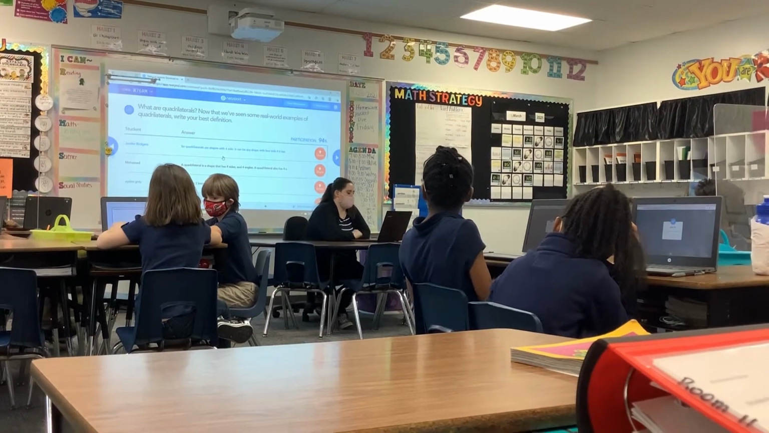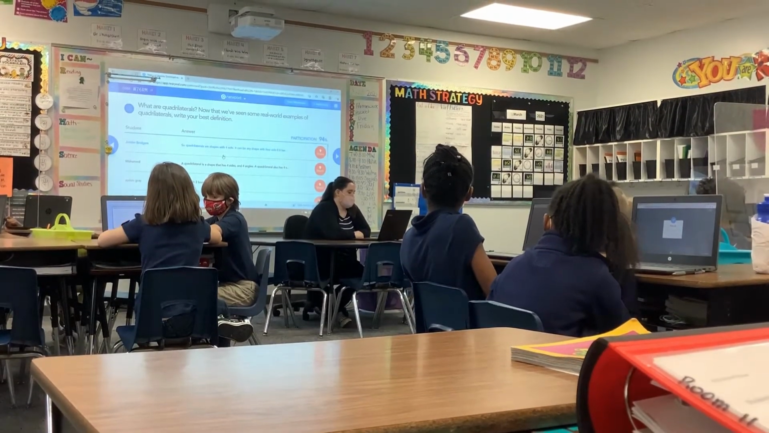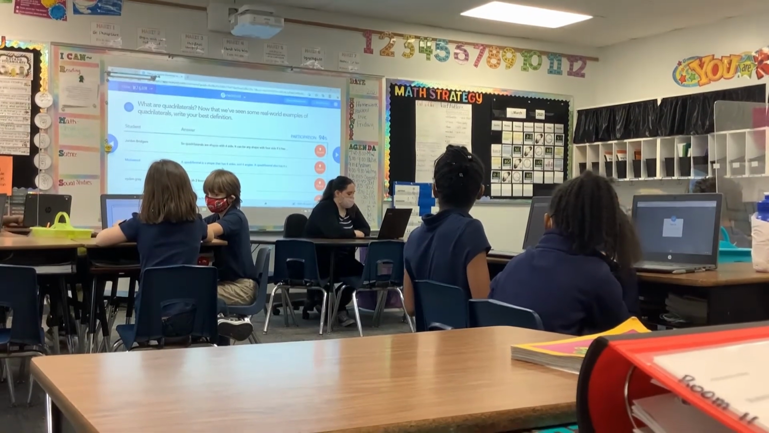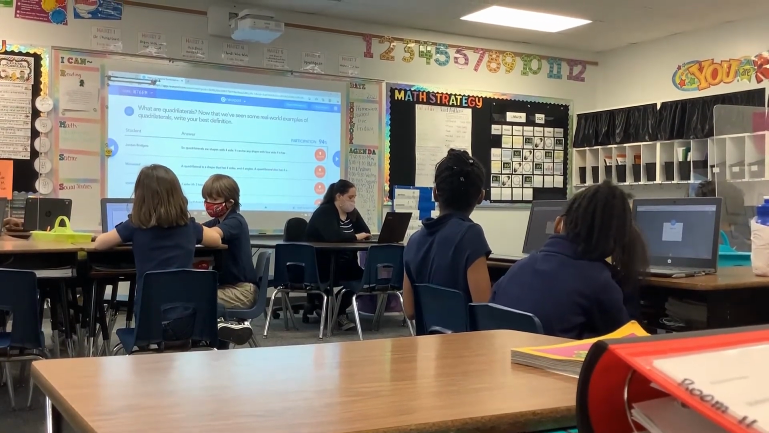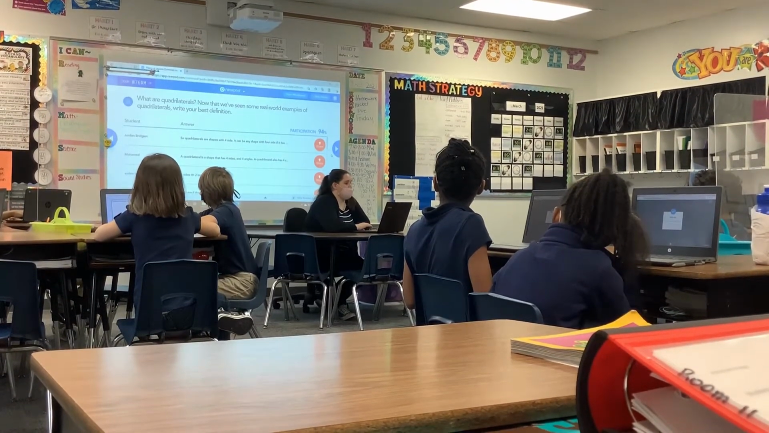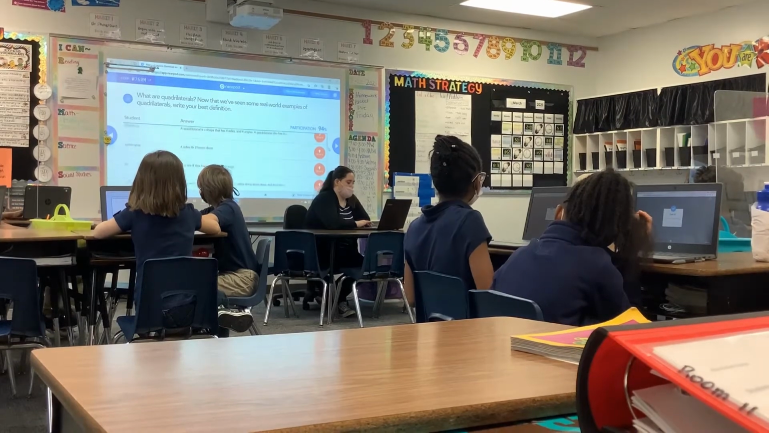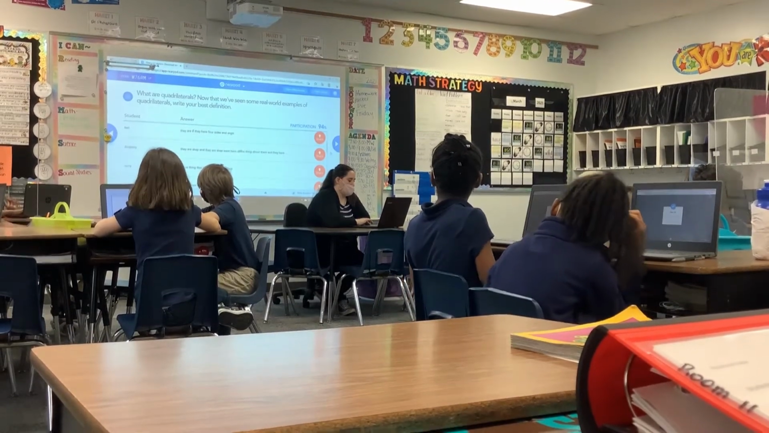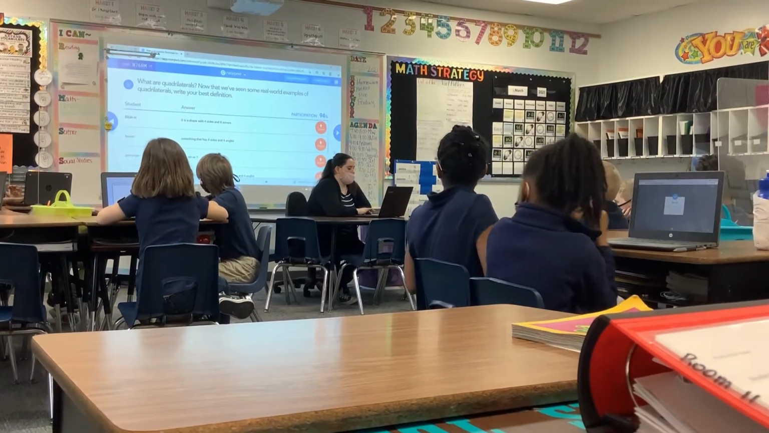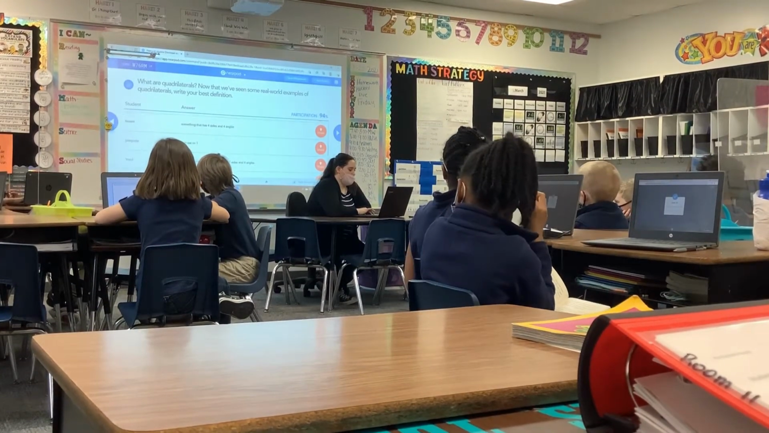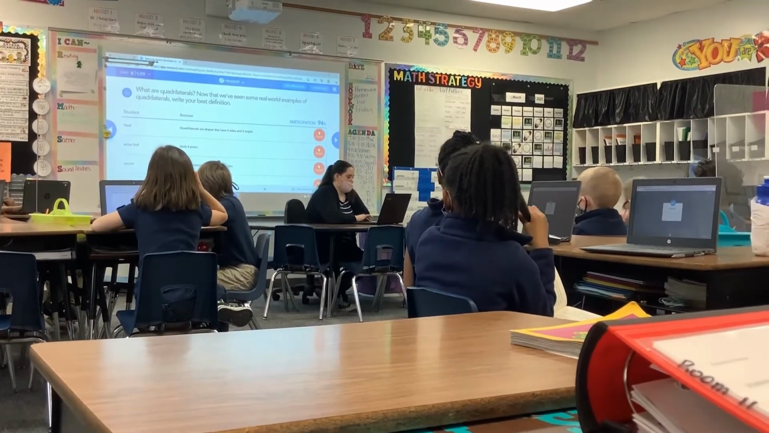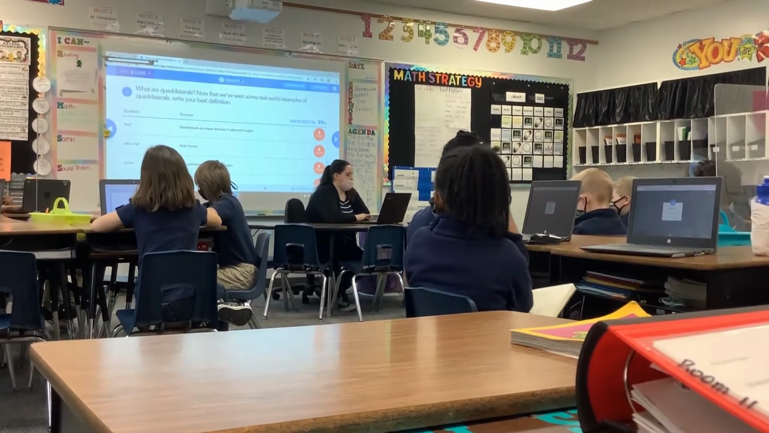Quadrilaterals are shapes with four sides. A quadrilateral is a shape that has four sides and four angles. Four sides and angles. Four sides, four corners.